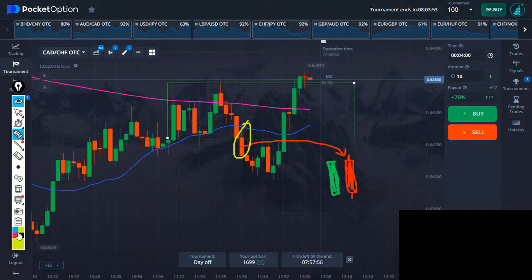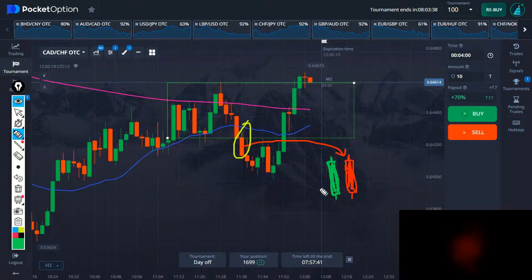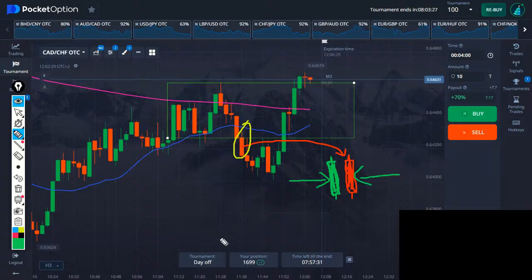Now for buys, it's the opposite. You need a strong bullish candle to show. No problem if it has small wicks from the top or from the bottom. It's okay. The point is to have a very big body. This is the body of the candle. All right. This is one signal for you to enter.